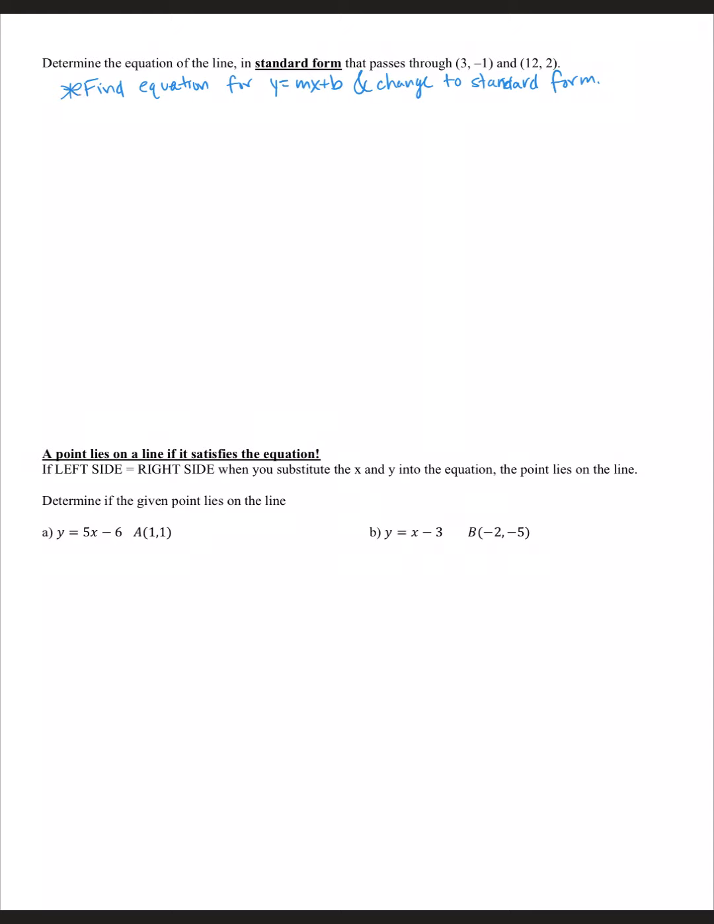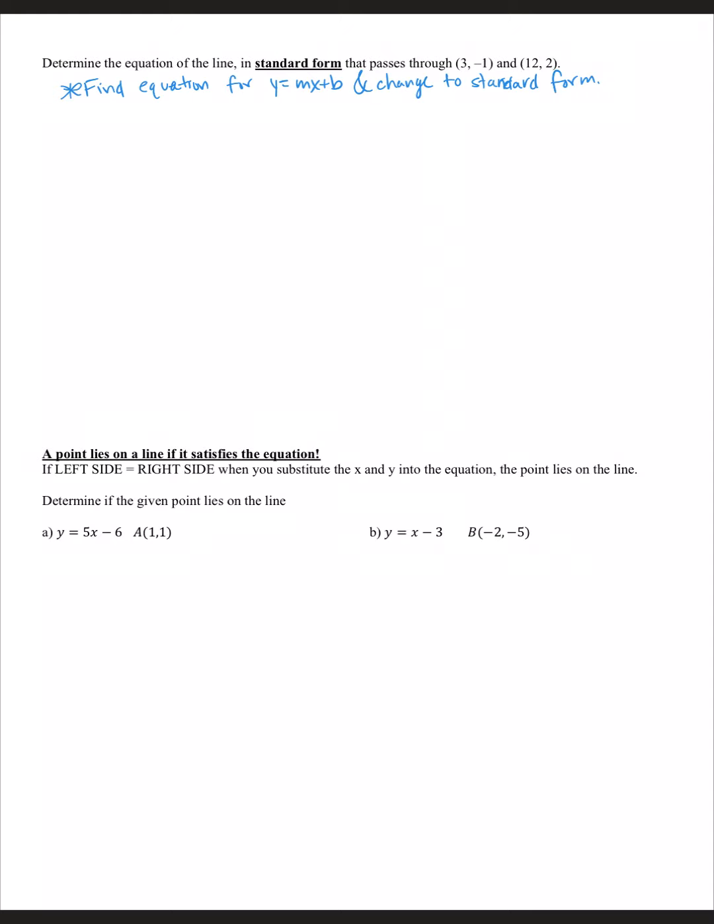Okay, so we're going to pause the video. I'm going to get you to do part of it, and then we'll get back together, and then you'll do the second part. So step 1 is we're going to find our slope, and then we're going to take our slope and one of the points and substitute it in to find the equation in y equals mx plus b.